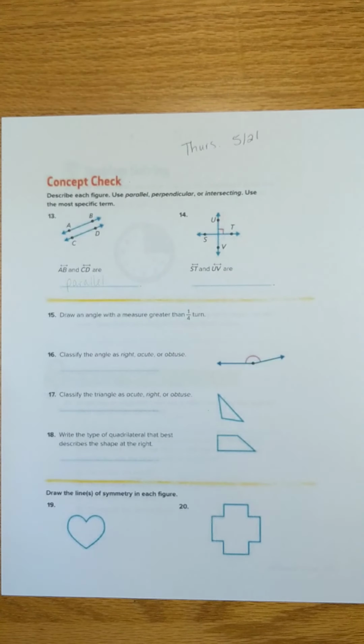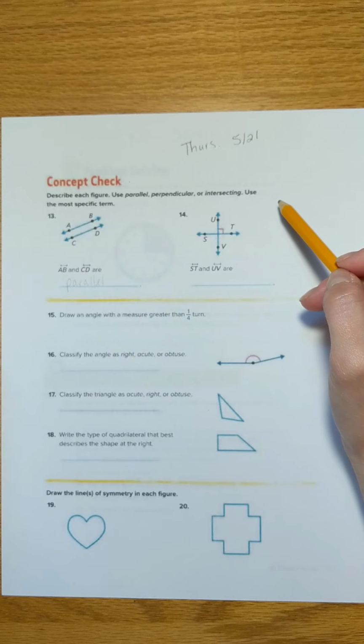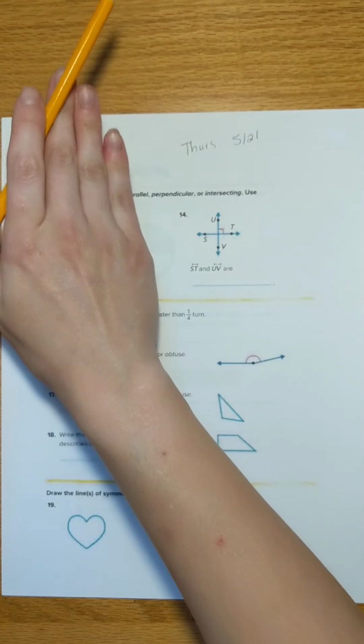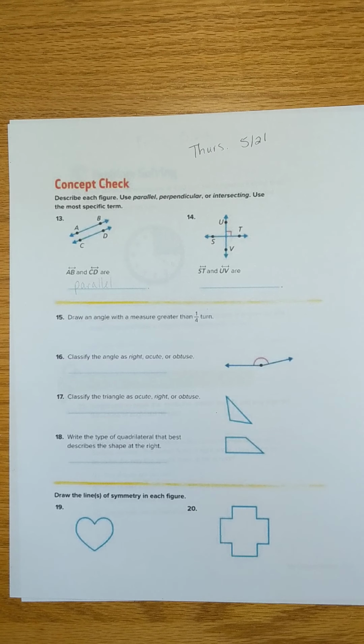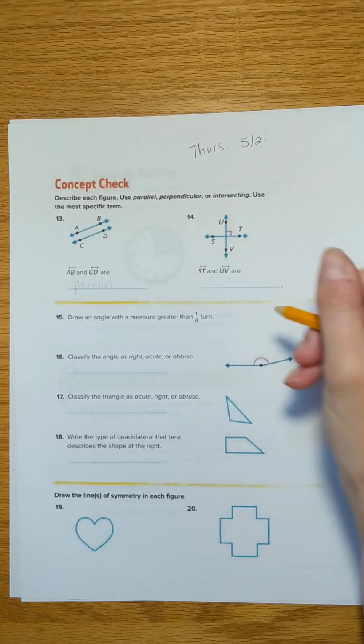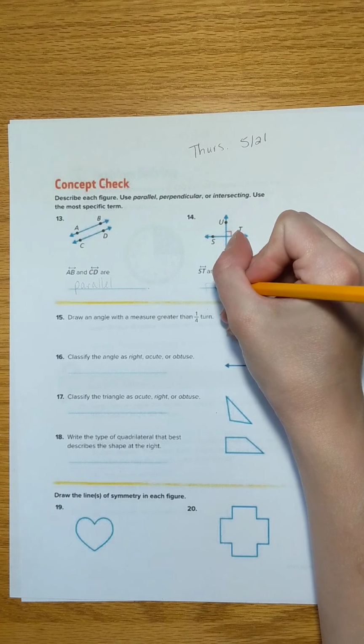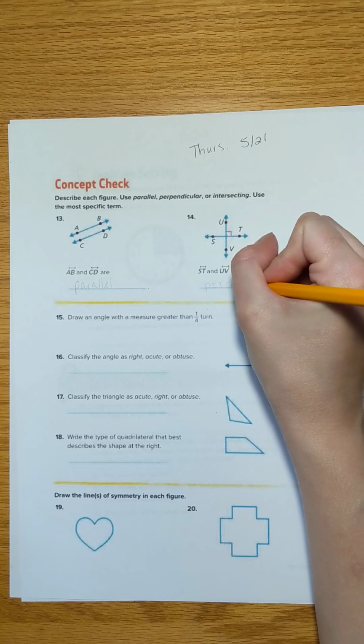How about number 14? I see two lines that are crossing, ST and UV, and they're making a square corner. So is that parallel, perpendicular, or intersecting? Well, it can't be parallel because that's what number 13 is. So it's either perpendicular or intersecting. Which one do you think it is? If you said perpendicular, you are correct because it's making a square corner.